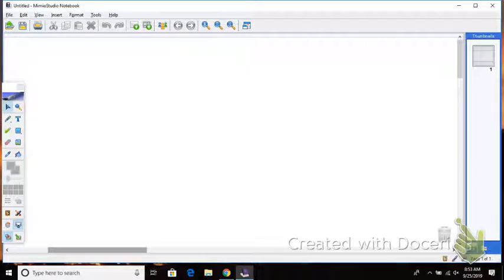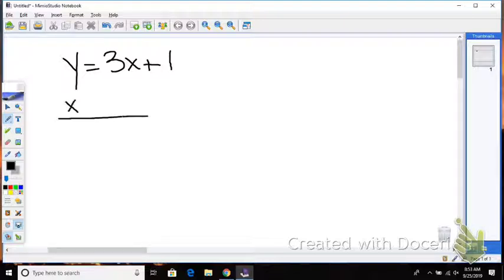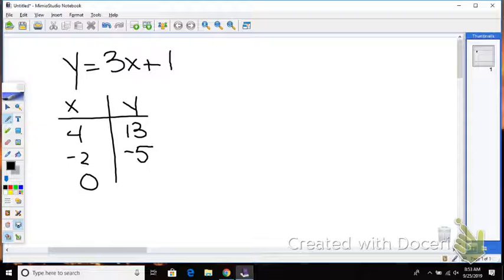So I'm going to show you all this, but the bell ringer today, everybody seemed to be able to do because you've all done this before. You found Y when X was equal to -4, -2, and 0. When we plug 4 in here, 4 times 3 is 12 plus 1, 13. When you plug -2 in, -2 times 3 is -6, plus 1 is -5, and 0 is 1. So what you did for the bell ringer was essentially make an X and Y chart, and that's what we're going to start with today.